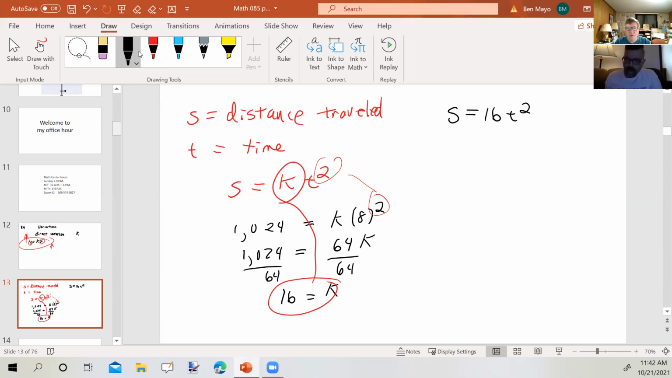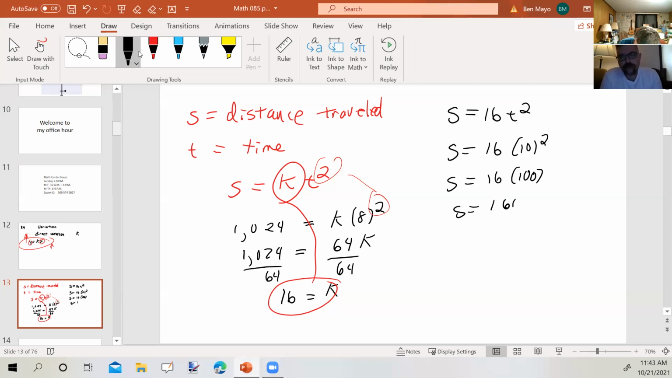Okay, so we had a description of the formula. We had some information that allowed us to determine what K is. Now there's a follow-up question. It says, how far will it fall? So that's S in 10 seconds. Okay, so the distance it falls is 16 times 10 squared, which is 16 times 100, or 1600, and the units are feet. Any questions about this example?